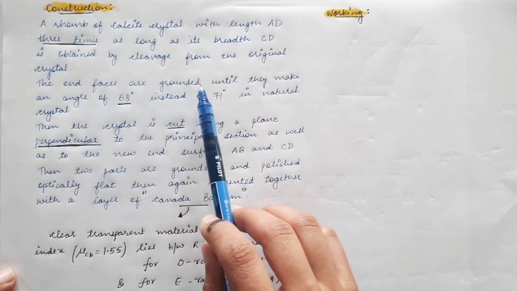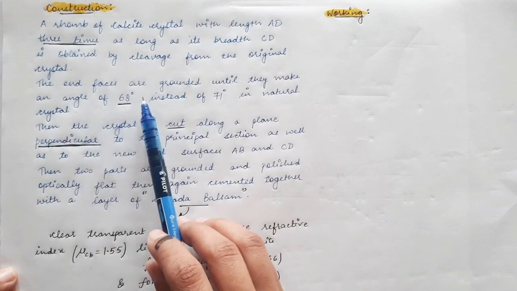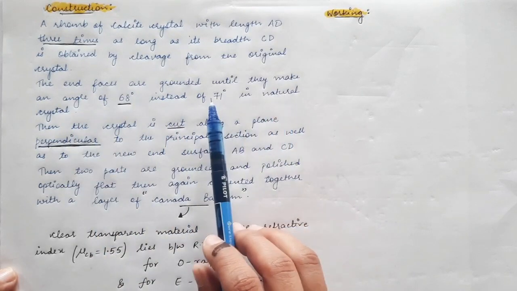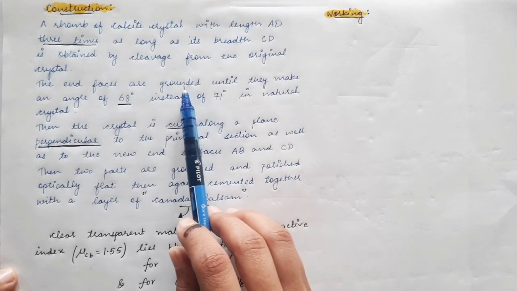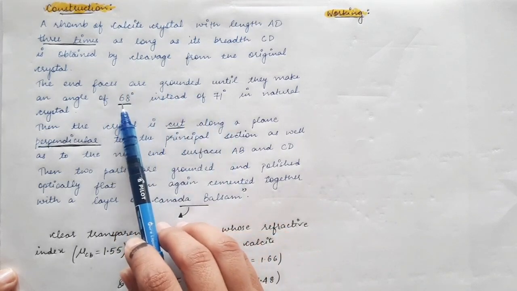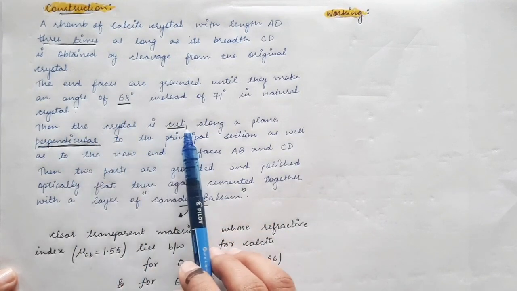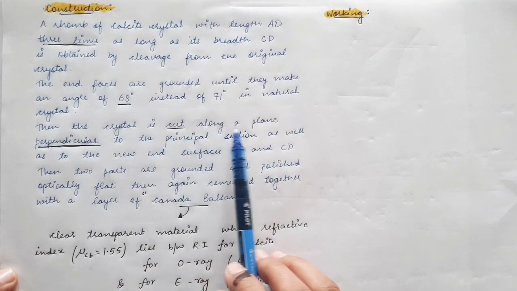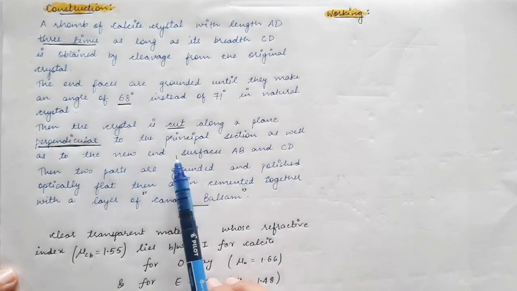So the end faces are ground. We grind the end faces of the crystal until they make an angle of 68 degrees instead of 71 degrees in the natural crystal. In the natural crystal, the principal section has an acute angle of 71 degrees, but we grind the two end faces so as to reduce this 71 degrees to 68 degrees. And then we cut the crystal. As we have already said, we cut the crystal into two portions along a plane which is perpendicular to the principal section as well as to the new end surfaces.